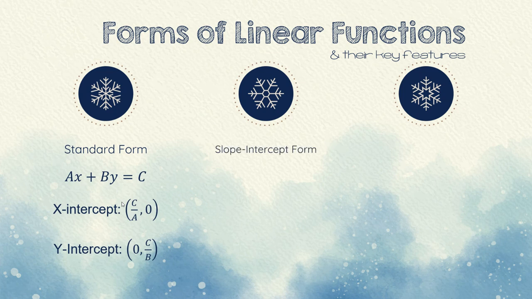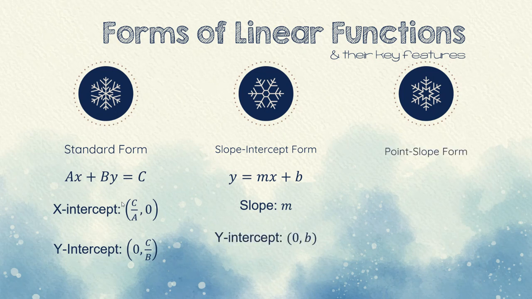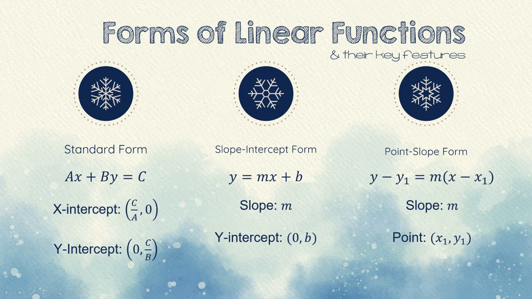And the next form is slope-intercept form. This form is the easiest form for graphing. That one tells us the slope and tells us the y-intercept. And then point-slope form looks like that, and we can identify the slope and a point, some other point, not necessarily the y-intercept, but some point that's on the line. We can find that by looking at the equation.